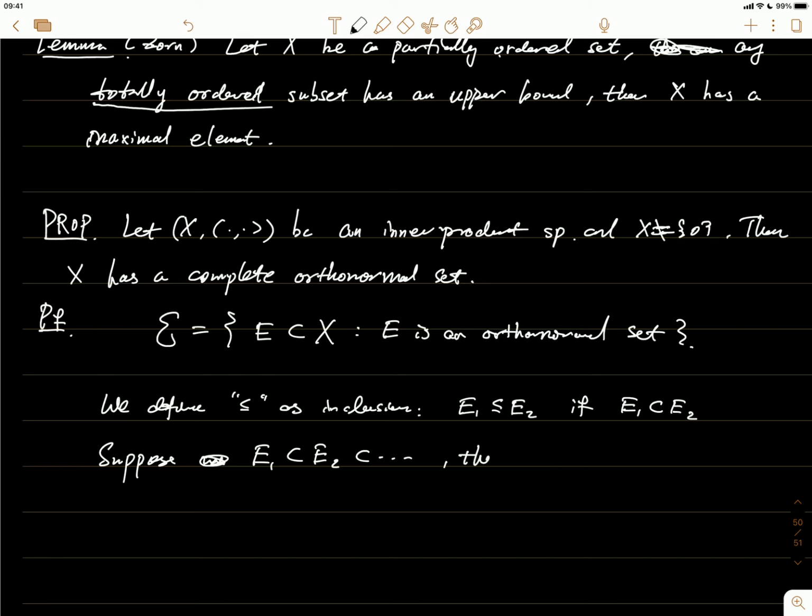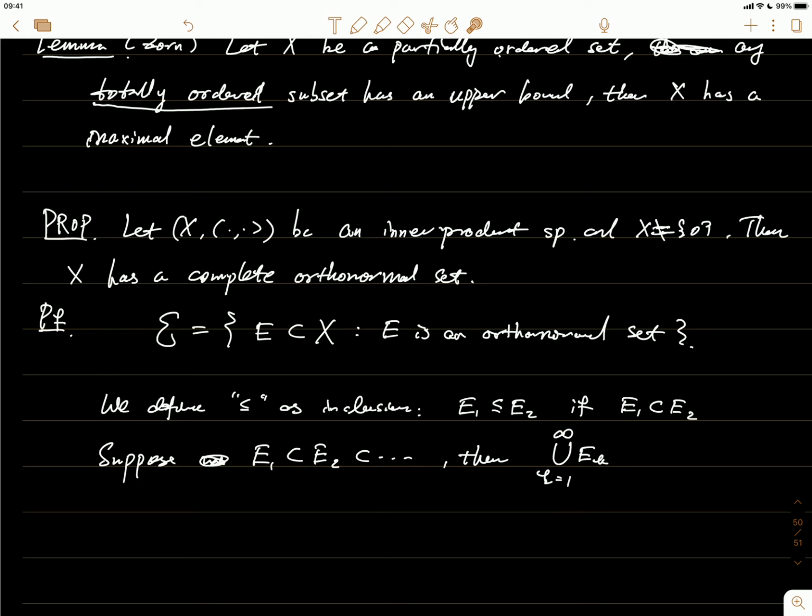Then we consider the union of this. This means that every one is a subset of the next one, and every one contains only orthonormal sets. That means all the vectors in each set are orthogonal to each other, and they are unit vectors. The norms are 1. Then we take the union of them. This is still an orthonormal set, and it includes everything in here. So that means this is the upper bound of this totally ordered set.